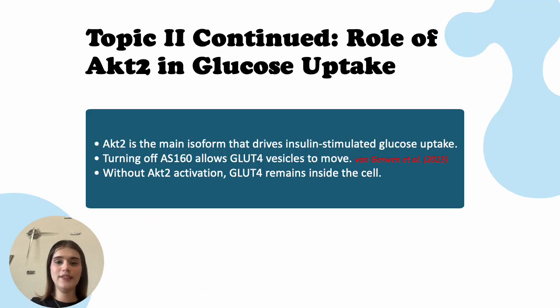AKT has different forms, but AKT2 is the main one that controls glucose uptake. When AKT2 activates properly, GLUT4 vesicles are able to move from inside the cell to the membrane. When AKT2 activation is incomplete, the vesicles stay inside. Van Gerven et al. 2023 showed that lower AKT2 activity leads to weaker GLUT4 movement, even when insulin is present.